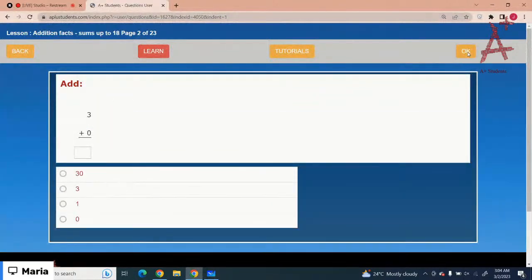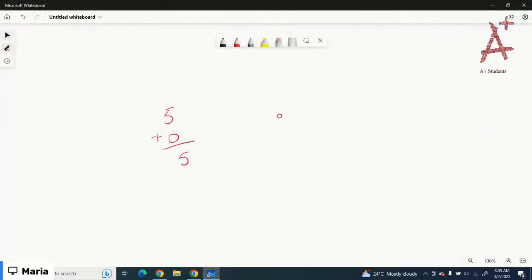The next one is 3 plus 0. When you are adding 0 to any number, the answer is the same number. Got it? So adding 0 to any number gives the same number, like 3 plus 0 is 3. So the correct option is 3.